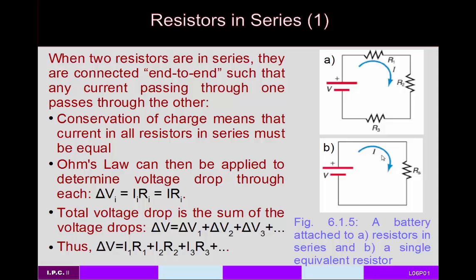As with capacitors, and for that matter, as with springs, we can try to figure out what the total voltage drop is going to be, and what the total current is through an equivalent resistor to this combination. And so we can find what the equivalent resistance of the combination is. So the total voltage drop is the sum of the current times the resistance for each resistor, I sub i, R sub i. So I1 R1 plus I2 R2 plus I3 R3.